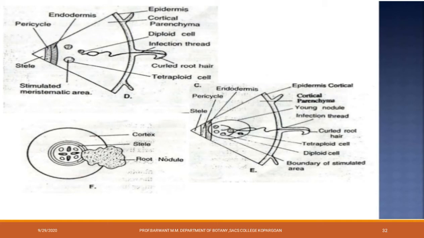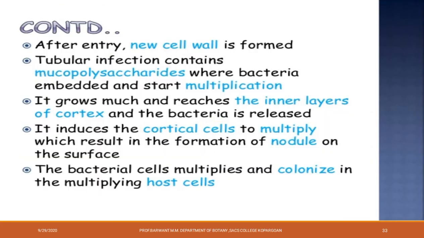After entering the root, the strains multiply and increase in size, because of which a large structure is formed, known as a root nodule. Epidermal cortical parenchyma, young nodules, infection threads, curled root hairs, tetraploid cells, diploid cells, and a boundary of stimulated area are formed.